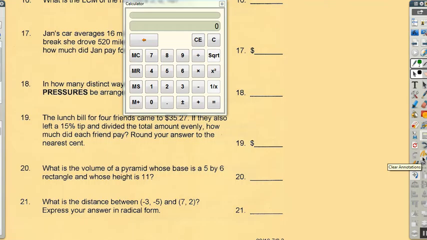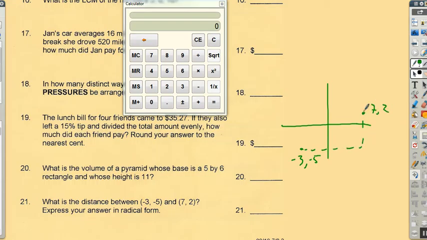Finally, for the last one, a Pythagorean theorem problem. I love Pythagorean theorem problems. So on the coordinate grid, we have -3, -5. Then we have 7, 2. So I'm going to make a rise and run triangle. So from -3 to 7, that is 10. From 2 to -5, that is 7.